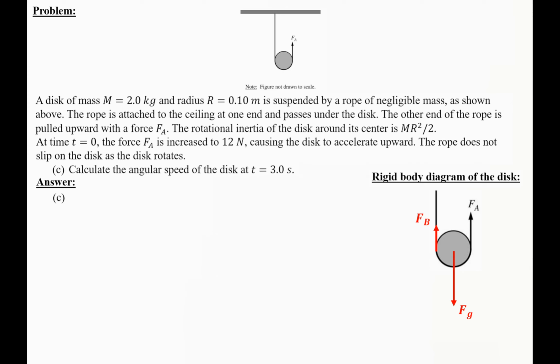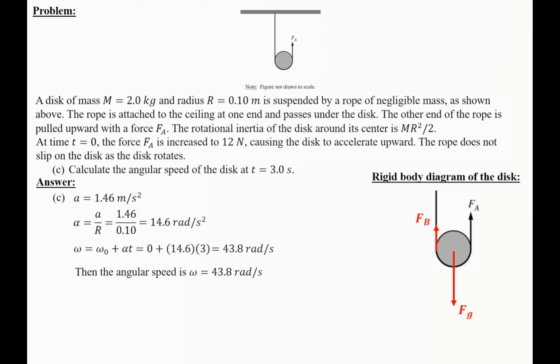Now in part C, they're asking us for the angular speed, and we know that the angular speed can be determined from the angular acceleration using kinematics. So first let's determine the angular acceleration, which is a divided by R, which is 1.46 divided by 0.1, and that would be 14.6 radians per second squared. Since alpha is constant, the type of motion is uniformly varied circular motion, and we can use the following equation: omega is equal to omega 0 plus alpha t, because they need the angular speed at a specific instant, which is t equal to 3 seconds. If we're starting from rest, then omega 0 would be 0, alpha multiplied by t, so that would be 43.8 radians per second.